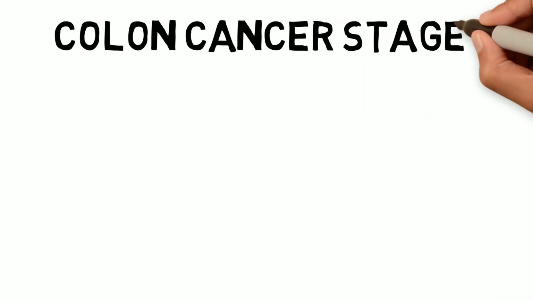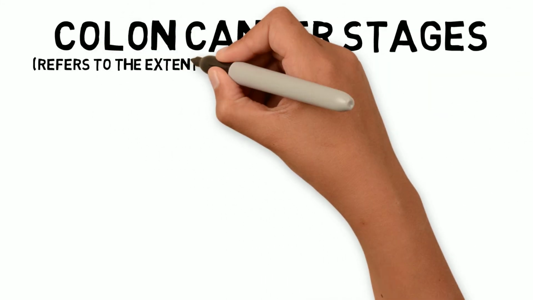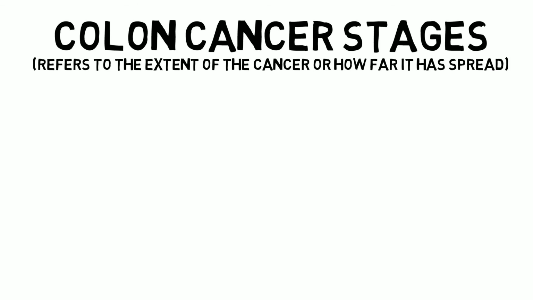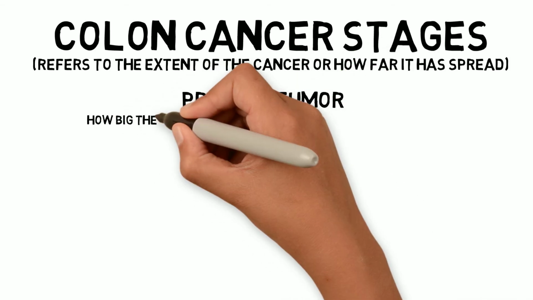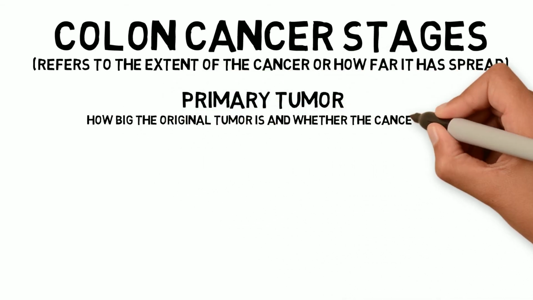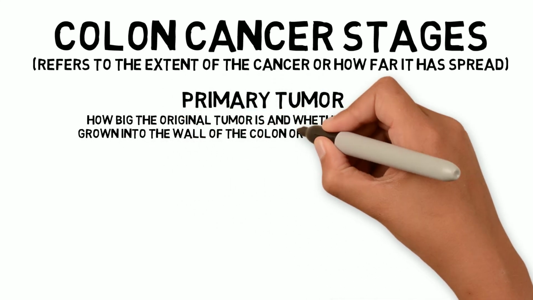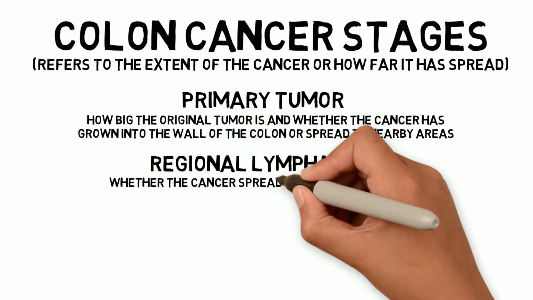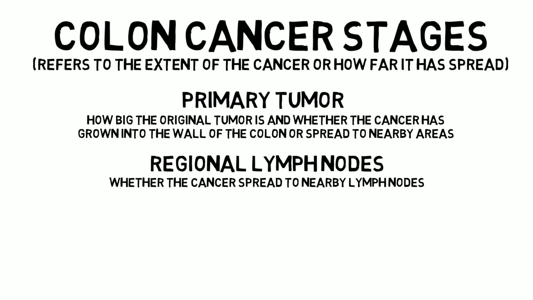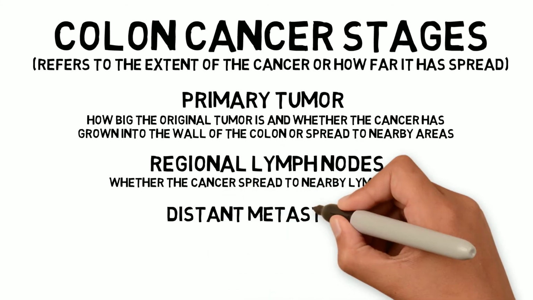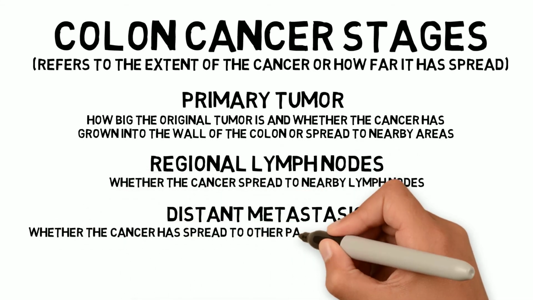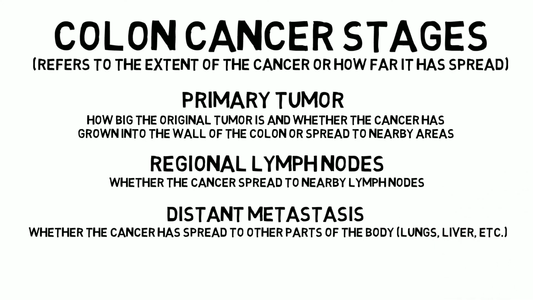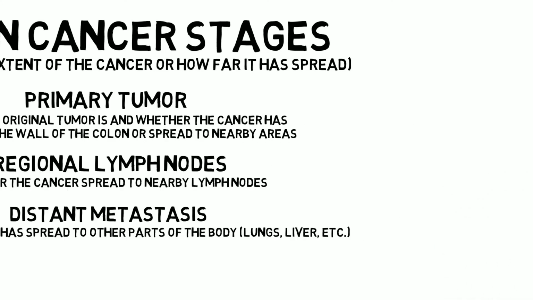Colon cancer stages. The stage refers to the extent of the cancer or how far it has spread. Primary tumor, how big the original tumor is and whether the cancer has grown into the wall of the colon or has spread to nearby areas. Regional lymph nodes. This stage refers to if the cancer cells have spread to nearby lymph nodes. Distant metastasis. This refers to whether the cancer has spread from the colon to other parts of the body like the lungs or liver.